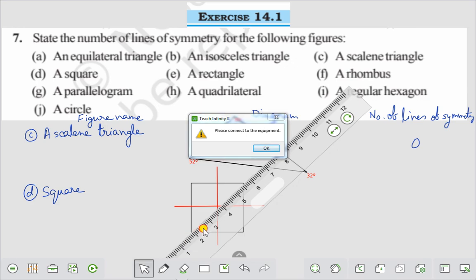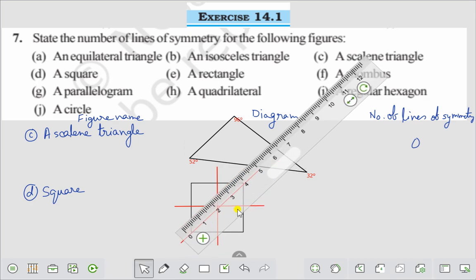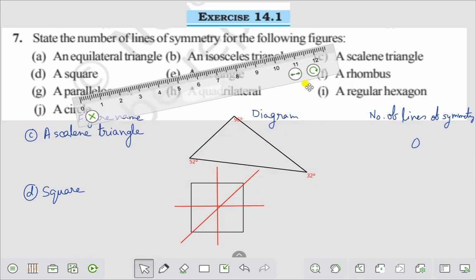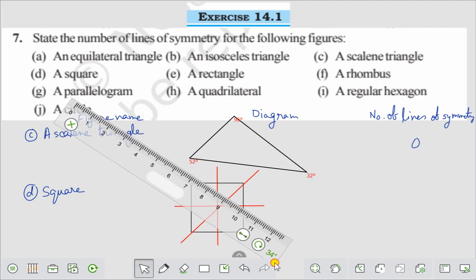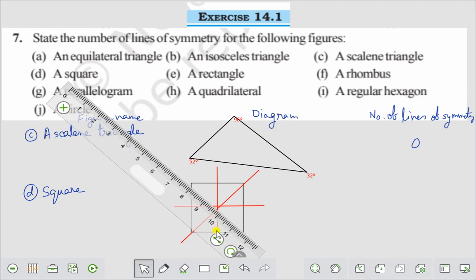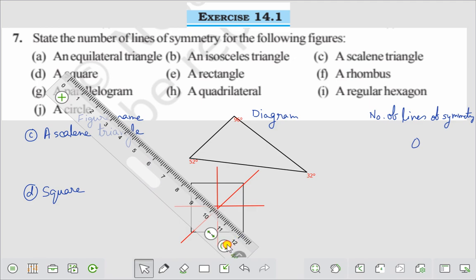This is the diagonal line of symmetry. This is also a diagonal, and this one is also diagonal. This is also a diagonal line of symmetry. This one is also a diagonal line of symmetry. This is also a diagonal line of symmetry. That means there are 4 lines of symmetry.